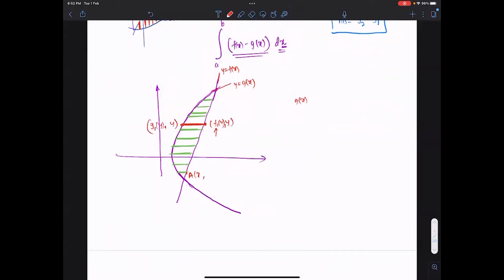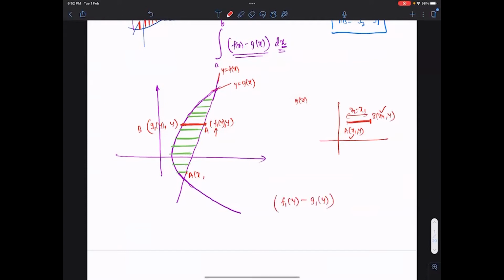Then what is the width? So in 2D, whenever you have a horizontal line like this line segment, both will have the same y coordinate. So point A will be x1, y and point B will be x2, y. What will be this length? x2 minus x1. Right side x coordinate minus left side x coordinate. So here also, what will be the length of this strip AB? Right side x coordinate f1(y) minus left side x coordinate g1(y).